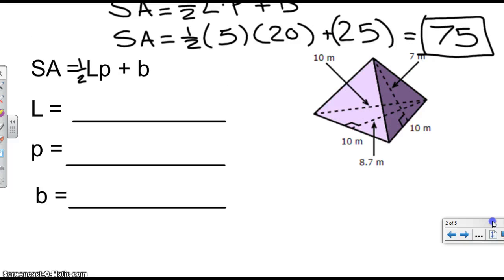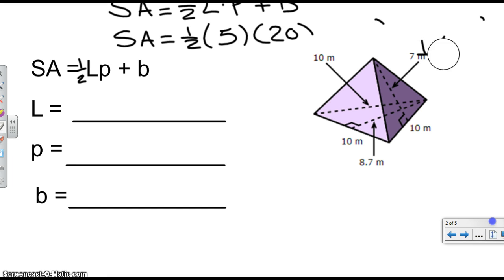Now you see here on this problem, let's start with the L, right? The L I think is one of the easiest ones. Height is always the easiest one to see. So if you look at your L here, which again is the slant height, you see it's right there, it's slanted, and it's labeled as 7. So for your L, you're going to write 7 meters.